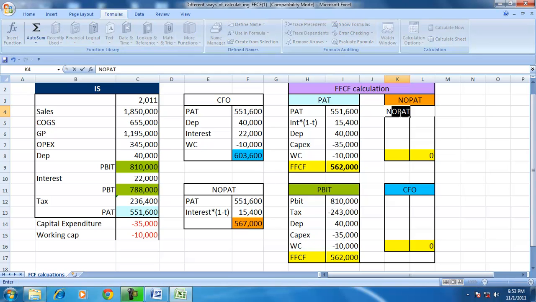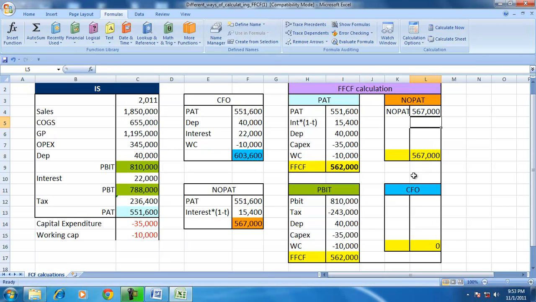We can also calculate from NOPAT. The NOPAT we already calculated, 567,000. So add back depreciation of 40,000. Then capex is minus 35,000, and working capital changes minus 10,000. So 562,000 is the free cash flows for the firm.